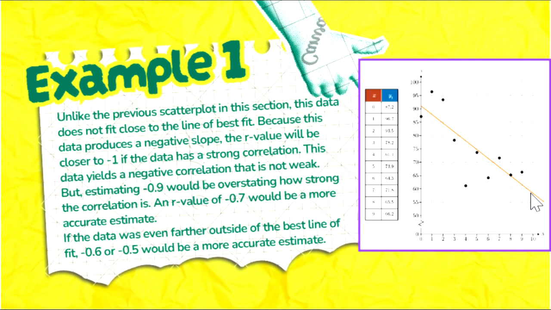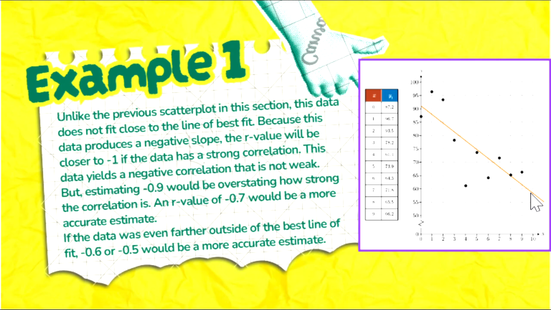This data yields a negative correlation that is not weak, okay? The data points aren't way spread out. They're kind of close-ish, so it's not weak. It's probably moderate. But estimating a -0.9 would be overstating how strong the correlation is. The dots aren't close to the line. They're not all tight in there, so it's not like -0.9 or -0.8. Like -0.7 would be a more accurate estimate because they're kind of spread out, but not super spread out.